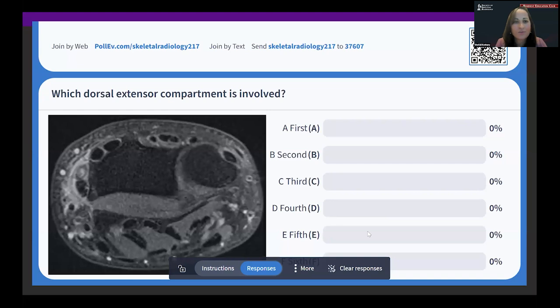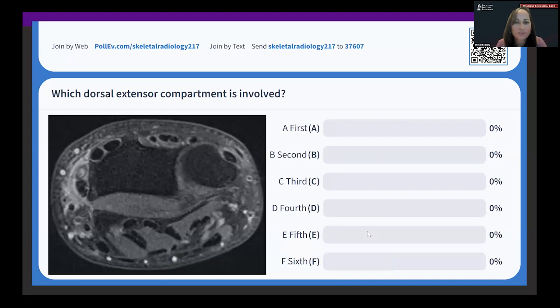Okay, and which extensor compartment is involved? Okay, perfect. 100% for the first compartment.